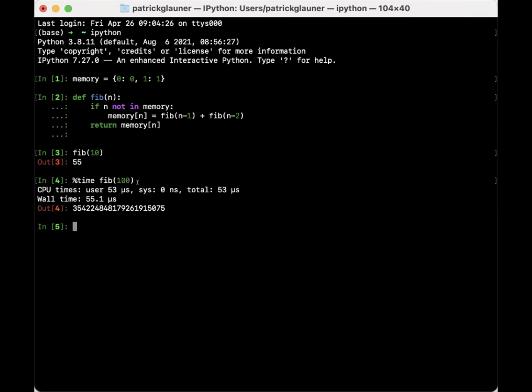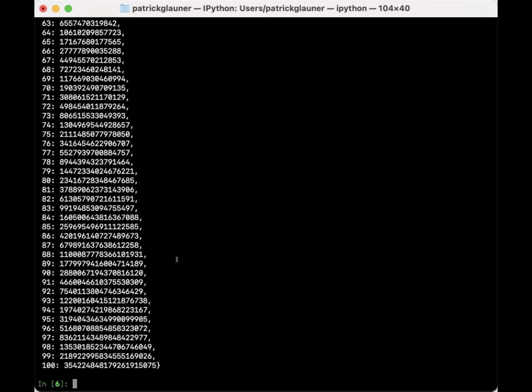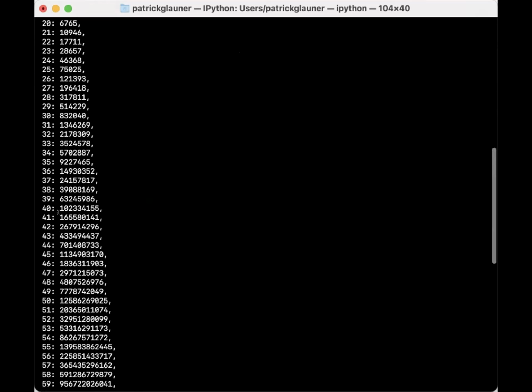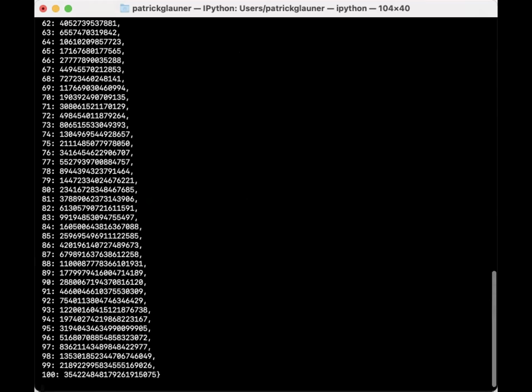And if I calculate this, it's fairly fast. I can calculate a Fibonacci number of 100 in 55 microseconds. And I can now look into my memory, and actually all these Fibonacci numbers are stored in it now. The Fibonacci number for n equals 3 is 2. For n equals 10, it's 55, and so forth.